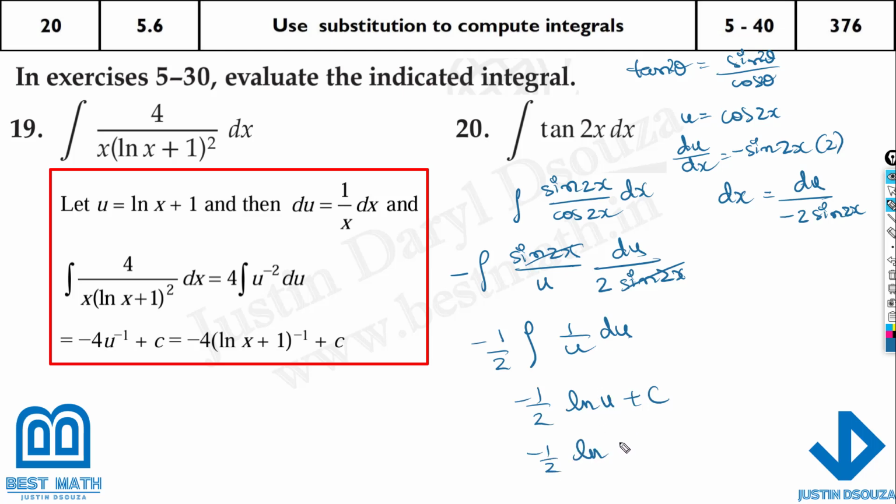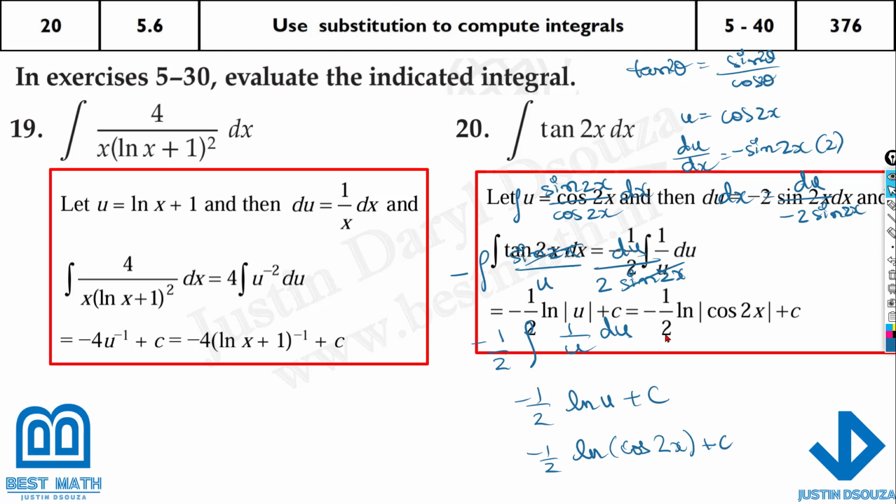U was considered to be cosine, it's cosine 2x, not sine, cosine 2x plus c. So there we go, that is the answer. It is minus half natural logarithm modulus of cosine 2x plus c. Now here it is very important to put this.